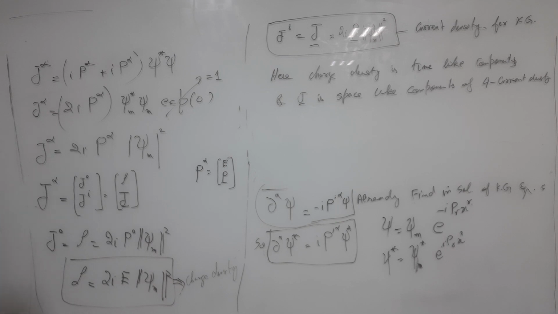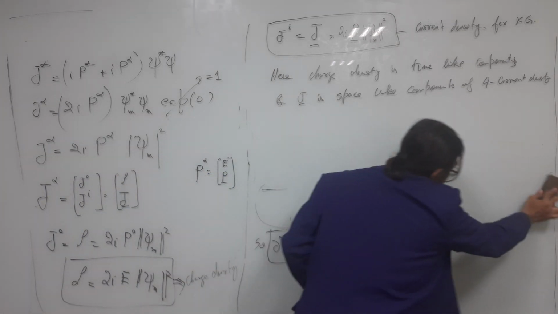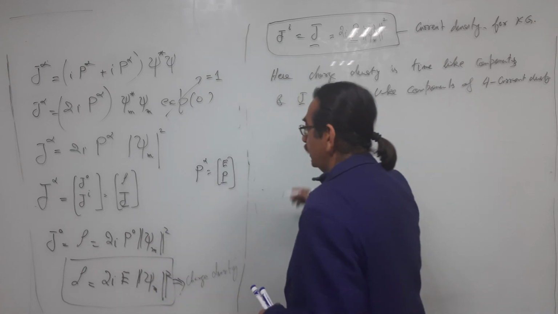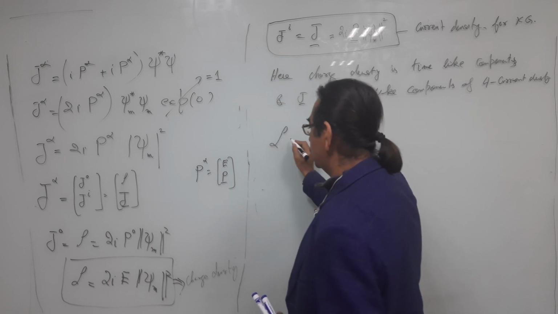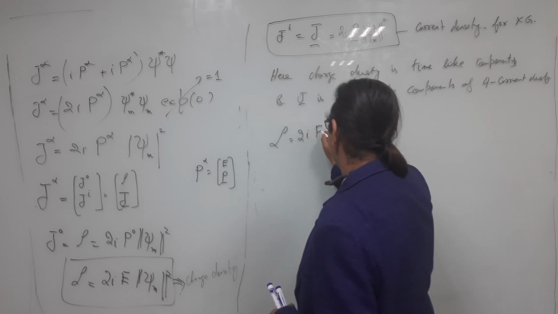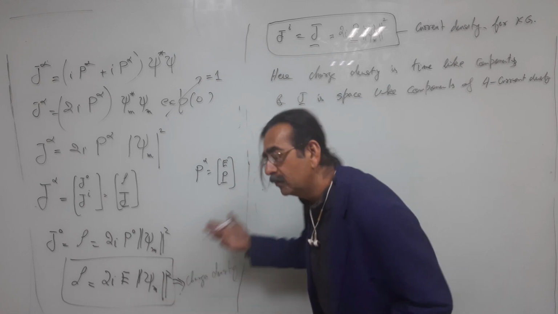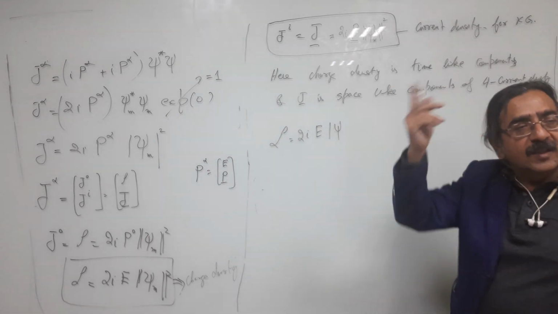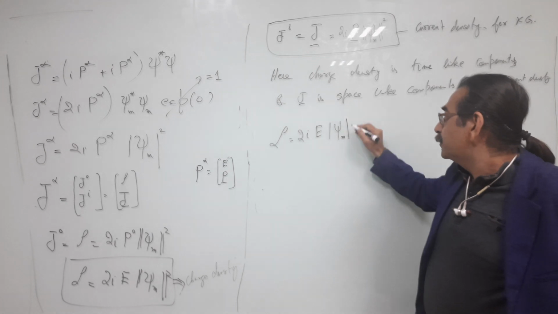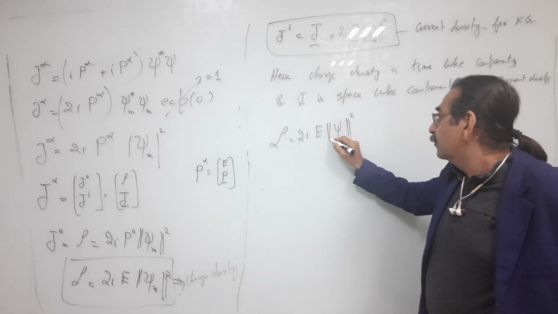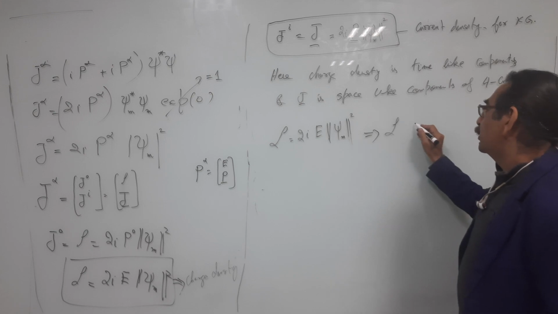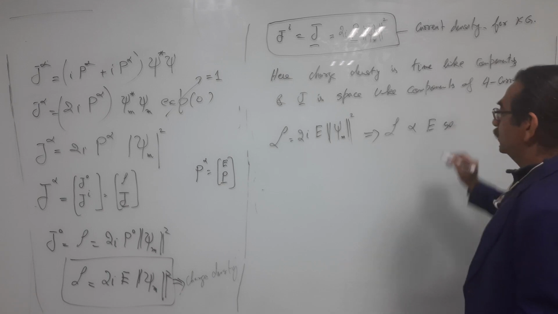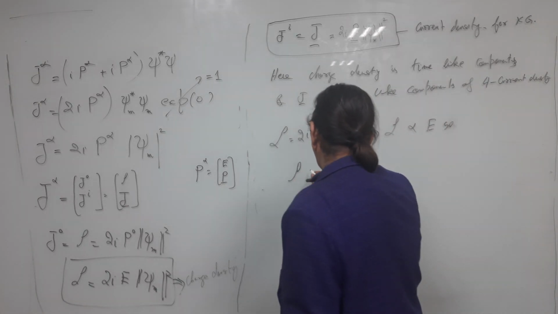What is the important result? Actually, this is also very surprising. Rho is equal to 2 iota E. This is a positive number, because here is a square, and this is a constant amplitude, not variable. This implies that rho is directly proportional to E. So you get two results.